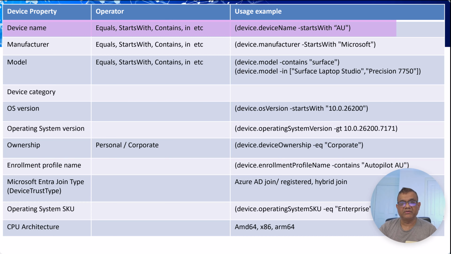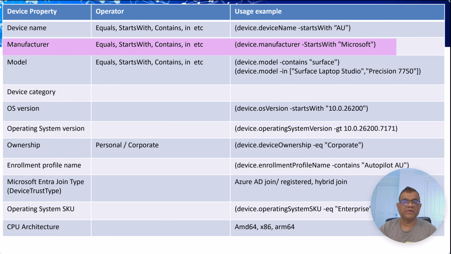I wanted to create a filter based upon the country. So for example, if I have the devices where naming convention starts with AU for Australia, so I can use any kind of logic, AU for Australia, SG for Singapore, so that kind of thing. So if I know that my devices are using that specific naming convention, I can use device name starts with AU. Similarly, for the manufacturer, I have used the example that starts with Microsoft.